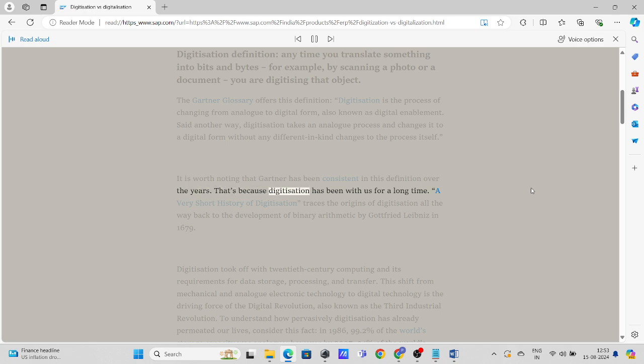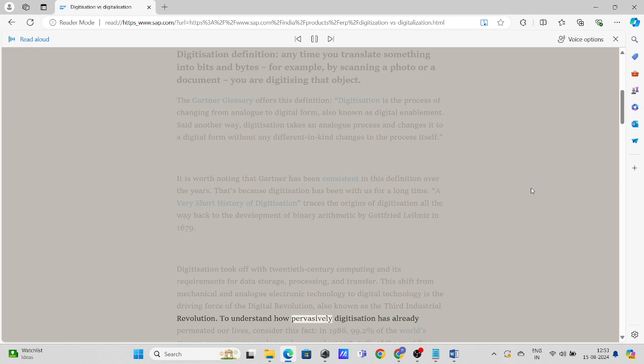That's because digitization has been with us for a long time. A very short history of digitization traces the origins of digitization all the way back to the development of binary arithmetic by Gottfried Leibniz in 1679. Digitization took off with 20th century computing and its requirements for data storage, processing, and transfer. This shift from mechanical and analog electronic technology to digital technology is the driving force of the digital revolution, also known as the Third Industrial Revolution.